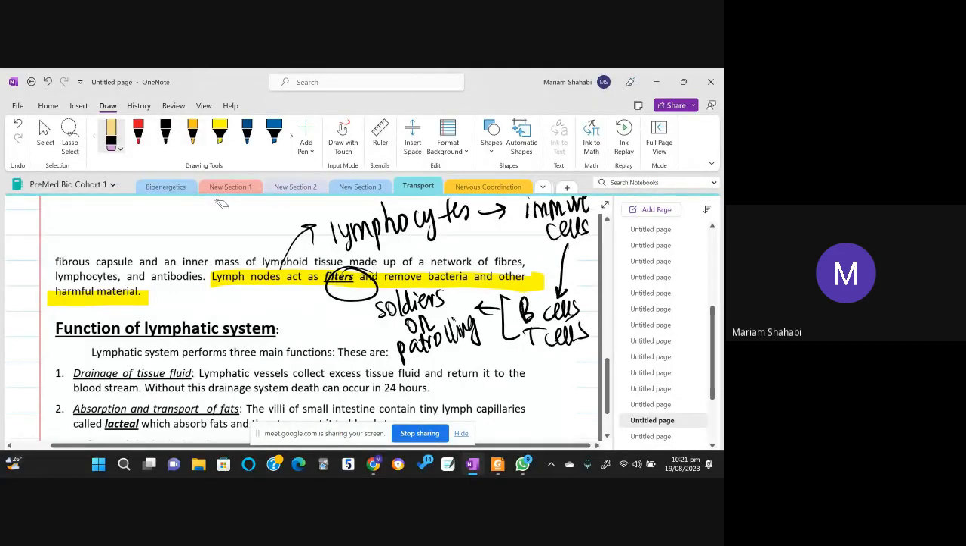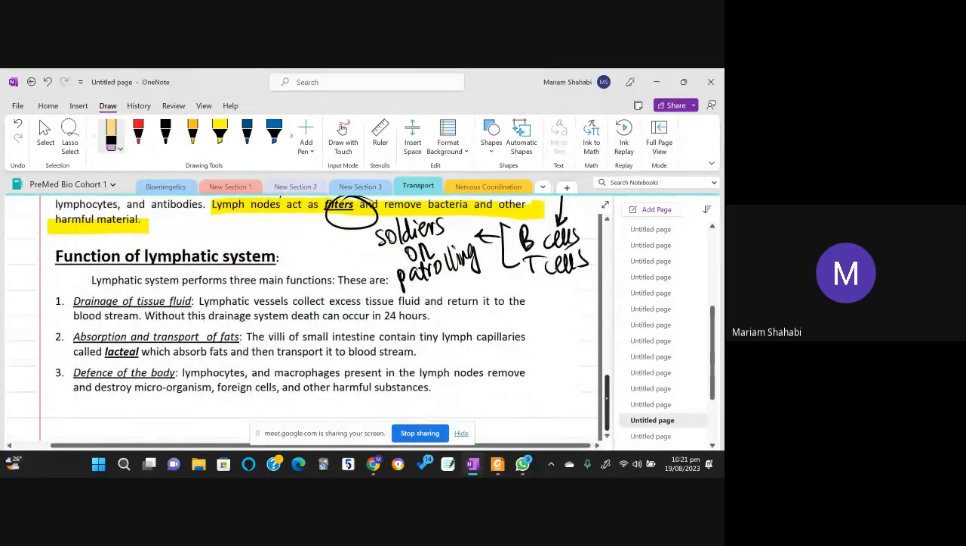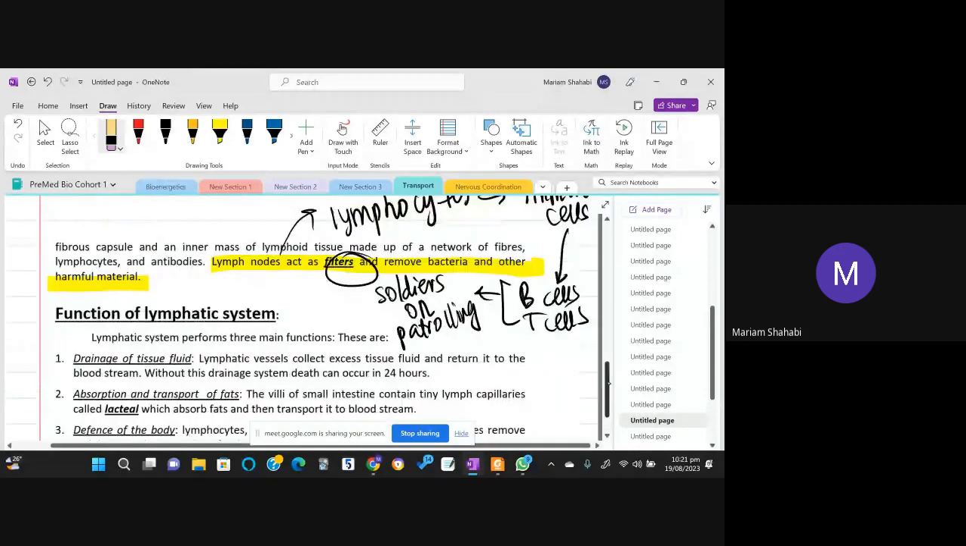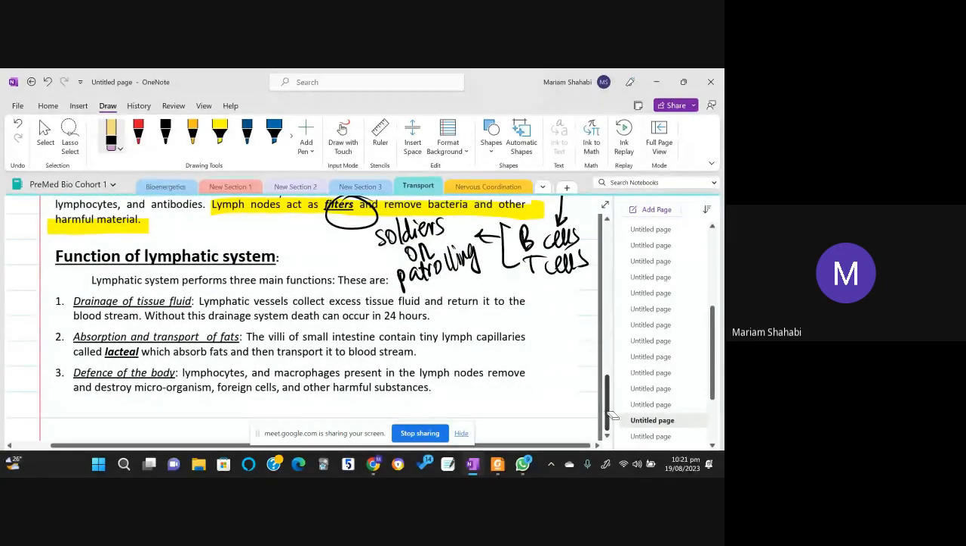That's all they do. This is how they're acting as filters. They remove bacteria and other harmful material. Now, there is a reason why our lymph nodes get swollen when we get an infection. या जब बहुत सारे लोगों को कोई कैंसर डायग्नोज होता है तो lymph nodes play a very important role.